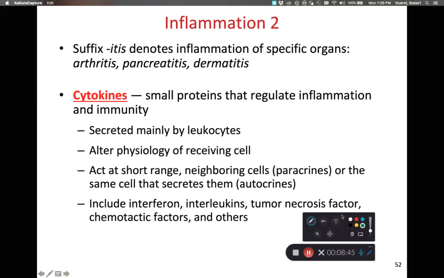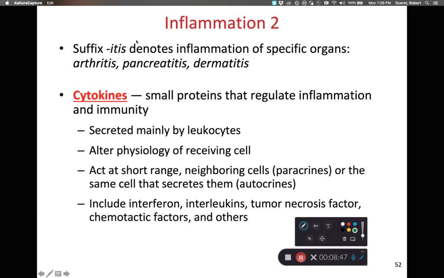So let's go back to this slide right here. When we look at the term itis, itis is a suffix that refers to inflammation of. Inflammation of the arthritic joints is called arthritis. Inflammation of the pancreas is pancreatitis. Inflammation of our skin is dermatitis. And as we look at all these itises, there are all these different inflammations.